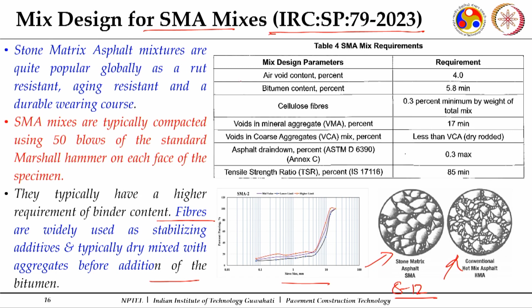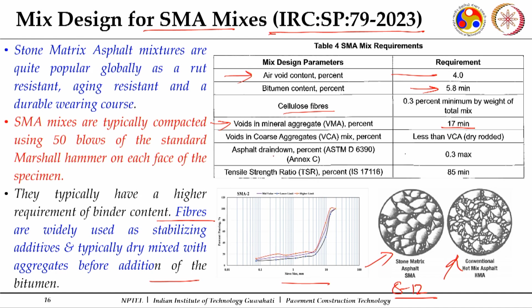And if you see the requirements, here also the requirements are very similar. It directly says go for 4% air void content for determination of your optimum binder content, and it says minimum starts at 5.8%. Then cellulose fibers, this is one type of fiber for stabilizing additives. Voids in mineral aggregates are to be quite high, so it says 17 as a minimum value, so that you can accommodate more binder in this particular mix.